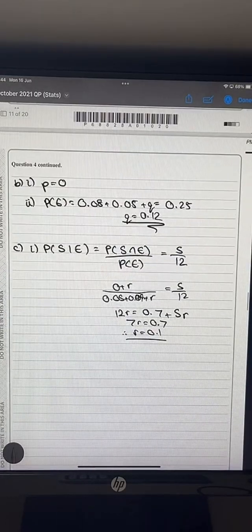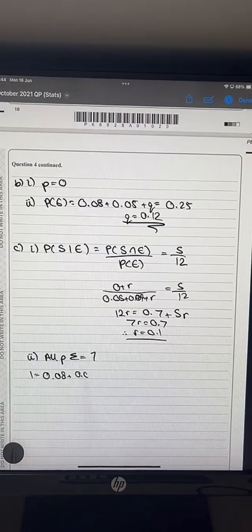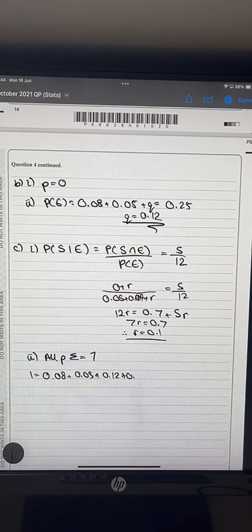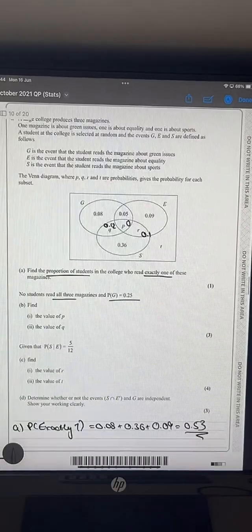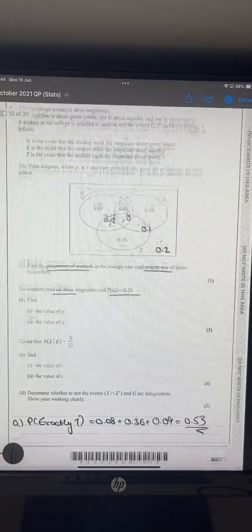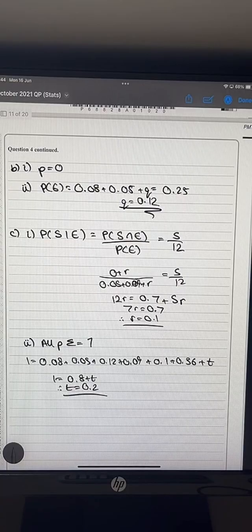Well, we know that all probabilities sum to equal 1. You need to know that fact. So 1 is going to be equal to all of them added together. So that's 0.08 plus 0.05 plus 0.12 plus 0.09 plus 0.1 plus 0.36 and T, which is our unknown. So that's 1 equals 0.8 plus T, and T is equal to 0.2. So I'm going to fill that in as well down there. When you're writing this out, I would recommend to write the whole thing just so the examiner knows you're working in case you get a wrong answer in the last step when you put in your calculator, they can see you've done the correct method.